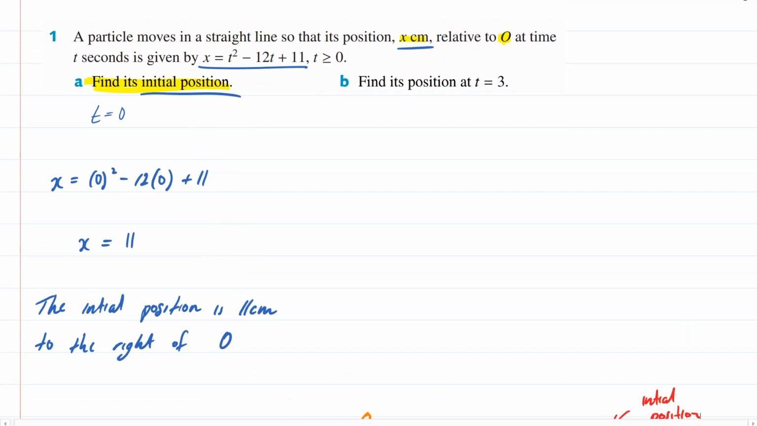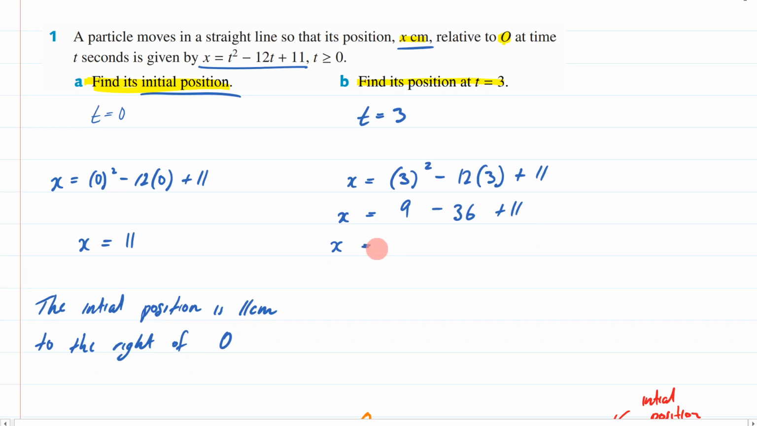All right, let's come up here now and answer the next part, which says find its position at t equals 3. So this is going to be very similar. What we're going to do here is say, well, let's just sub in t equals 3 into our formula here. We're going to get x is equal to 3 squared minus 12 times 3 plus 11. x is going to be equal to 3 squared is 9, minus 12 3s are 36, plus 11. And then we might want to just tidy this up a little bit.